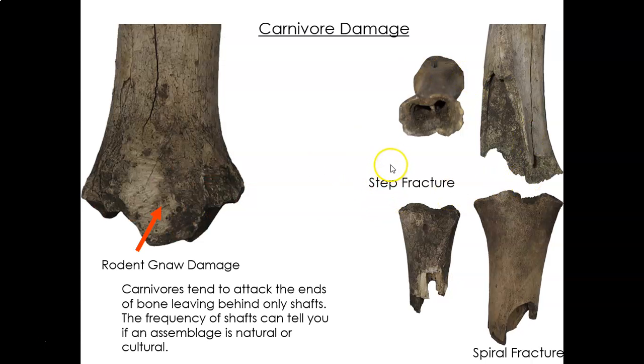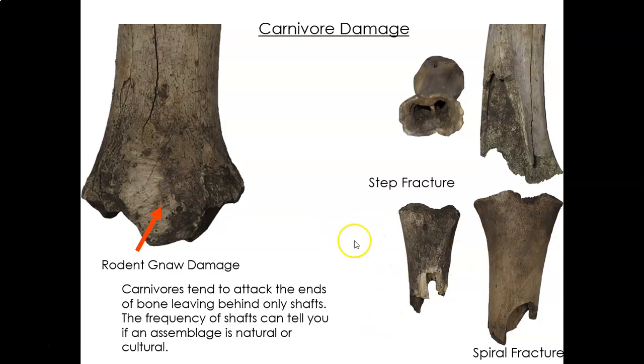So carnivores do leave a lot of damage to bones. This can be from rodent gnaw damage, as represented here, to step fractures, to various forms of spiral fractures. Usually you can see that these are caused on the ends of bones because carnivores tend to consume the ends, leaving behind the shafts. They also consume the ends to get at the marrow that's located in the shafts, and so that's why they'll gnaw on the bones to get out all that really rich, fatty goodness that is located in the marrow.